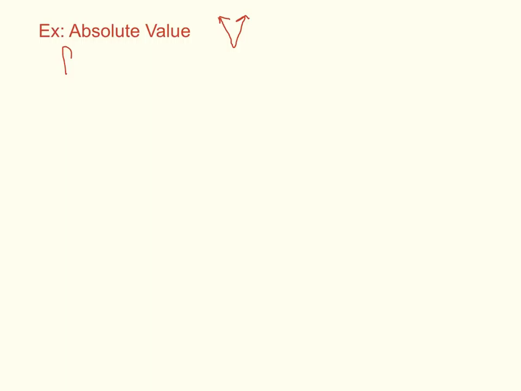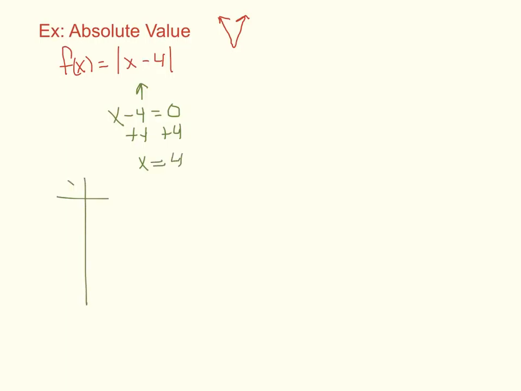So if I have f of x is equal to the absolute value of x minus 4. To figure out the middle number in your table for these, you're going to take the part that's in the absolute value and set it equal to 0. So that means that 4 is going to be the middle number in my table. Okay? So I have 4, I might have 5, 6, and 2, 3.